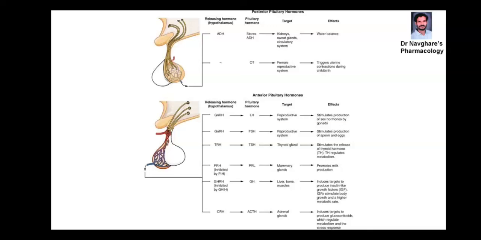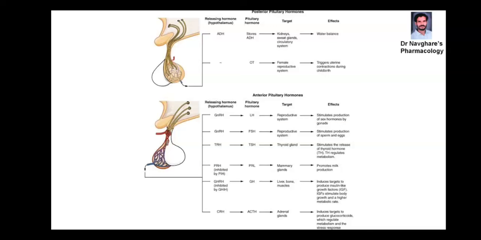Next to prolactin is GH, growth hormone. The target sites of growth hormone are the liver, bones, and muscles, where it induces production of insulin like growth factors, stimulates body growth, and raises metabolic rate, which helps in the overall growth of the body.